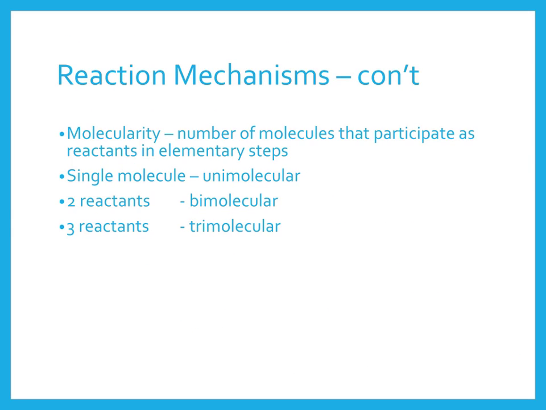Some terms for reaction mechanisms: they talk about the molecularity, and that is basically the number of molecules that participate in the elementary step. So if you have one molecule, it's unimolecular. If you have two reactants, it's bimolecular, and if you have three, it's trimolecular. And this, again, only applies to the elementary steps.